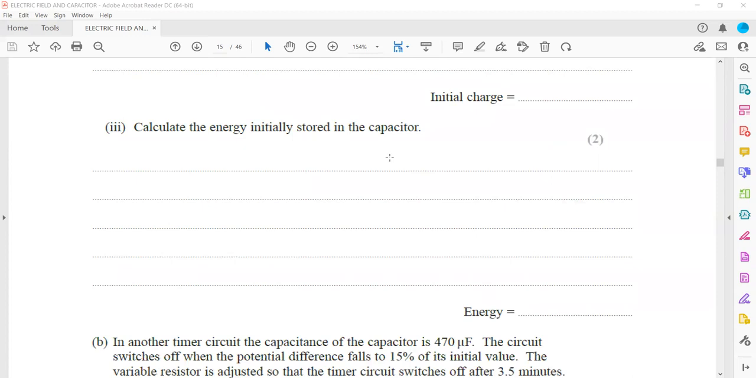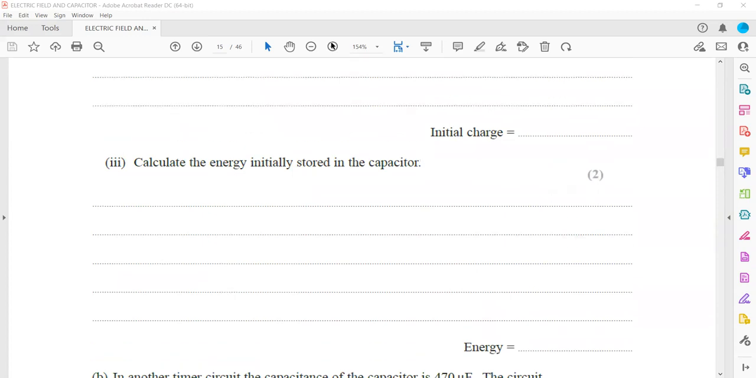Then calculate the initial energy stored in the capacitor. So how much energy is stored? That is given by a formula. Energy stored is equal to half the total charge times the total voltage, the initial charge. The maximum charge on this capacitor is 0.316, and the voltage across the capacitor is 19.7. So the total energy stored in the capacitor is 3.08 joules.